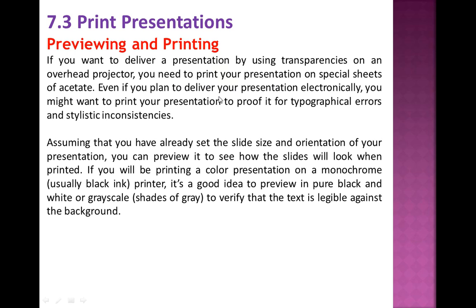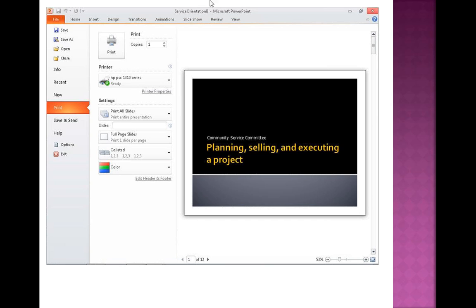Even if you plan to deliver your presentation electronically, you might want to print your presentation to proof it for typographical errors and stylistic inconsistencies. That means you can first preview the presentation and then take the printout. This is the Print dialog box. Click on File, click on Print. This is the print box. This is the printer. This is the setting. This is the print preview.